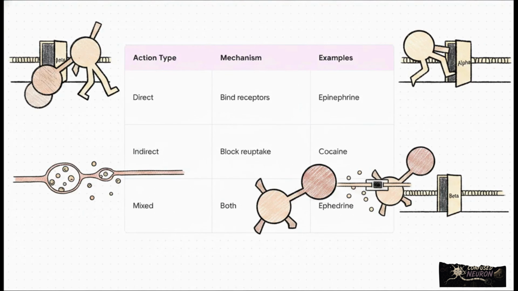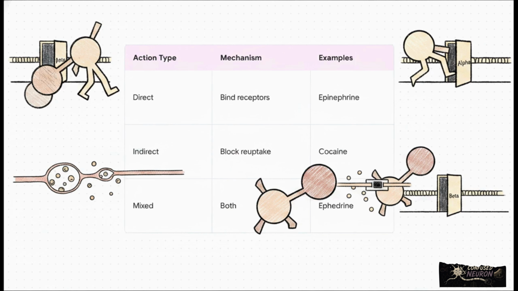With our battlefield mapped out, we're going to classify our roster of medications based on exactly how they attack the synapse. Let's walk through this systematically because there are really three ways to get the job done. First up, direct-acting agonists. These drugs, like epinephrine and dopamine, walk right up and kick the receptor door down. They bind directly to the alpha or beta receptors.